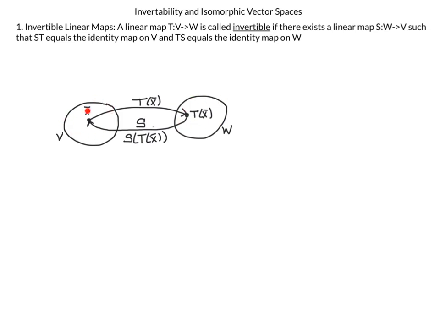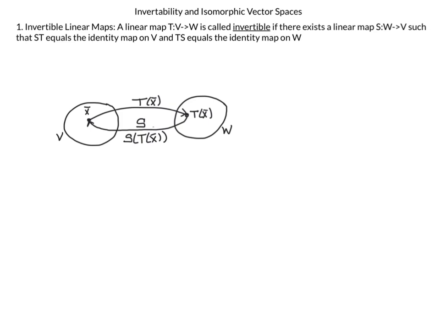So the idea here is we have our set V and our set W. We have an element x in the set V. The linear map T then will take this x vector and map it to some vector T of x in the space W. Now if T is invertible, there's going to be another map S that goes from W to V, this is S, and if we plug in T of x into S, it's going to bring us back to x.